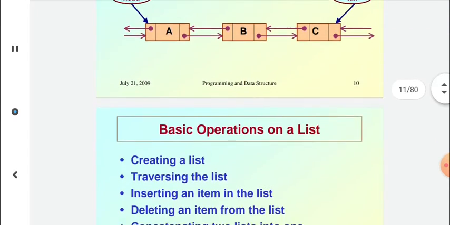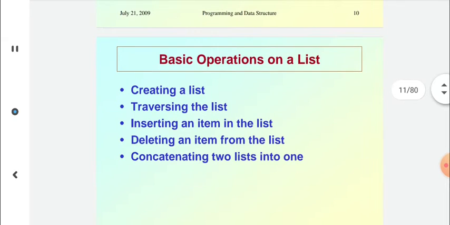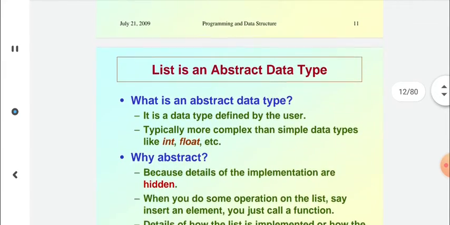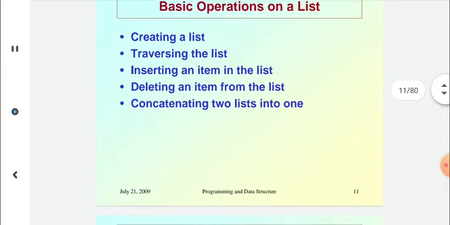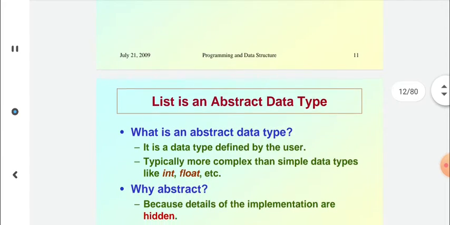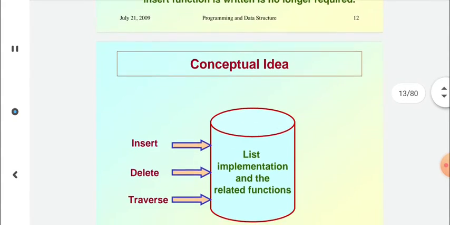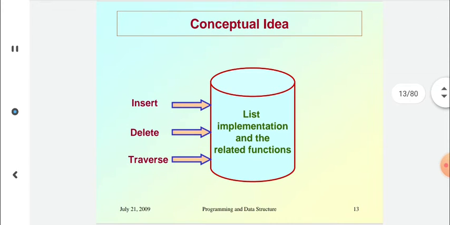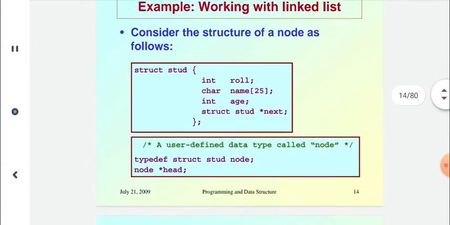So the basic operations on the list: we create a list, we traverse a list, we insert an element in the list, we delete an element from the list, and we concatenate two lists into one. So these are the basic operations. Up to here we can see that these are abstract data types. I just want to show you some of the conceptual ideas: insert, delete, and list implementations.